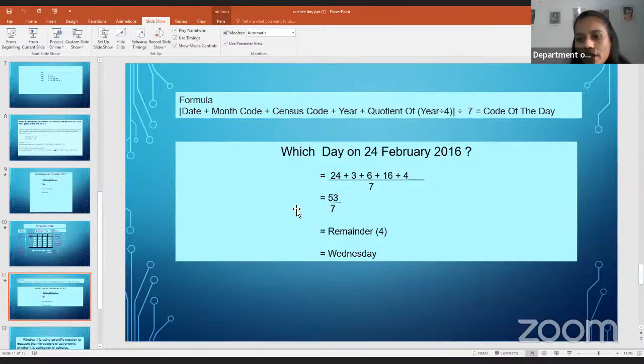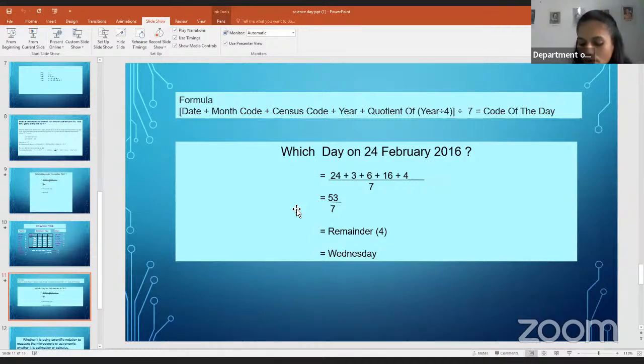Like we wanted to find out the quotient of the year divided by 4. Okay. So what is the quotient when 16 is divided by 4? 4 4s are 16, so the quotient is 4. Okay. So 24 plus 3 plus 6 plus 16 plus 4 divided by 7, and we will see the remainder of this division. What is the addition of the numerator? It is 53. So if we divide 53 by 7, we get the remainder 4.